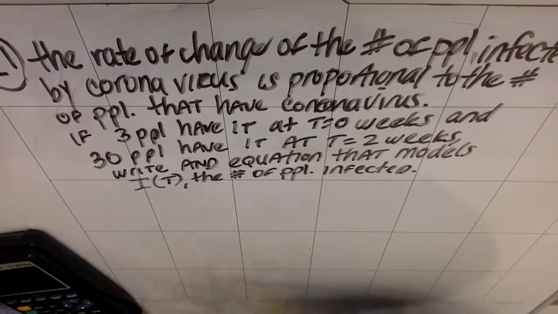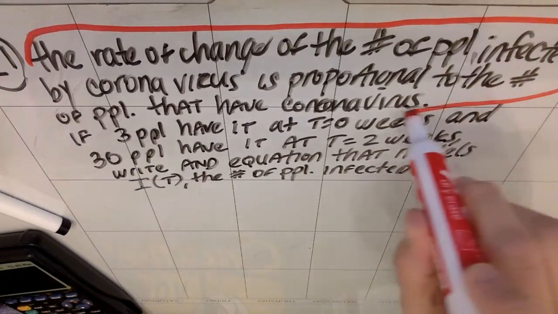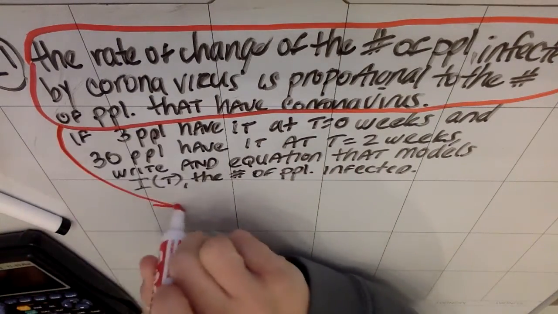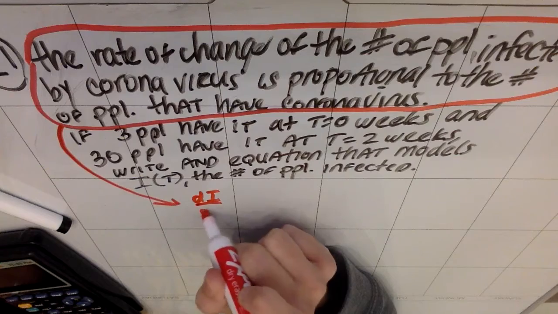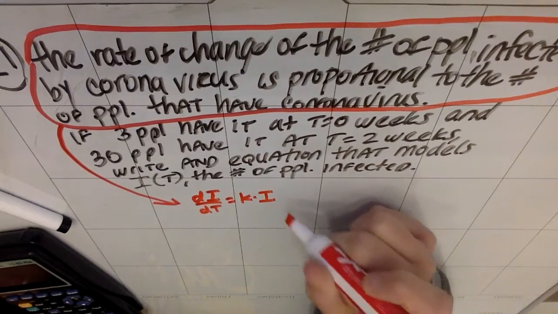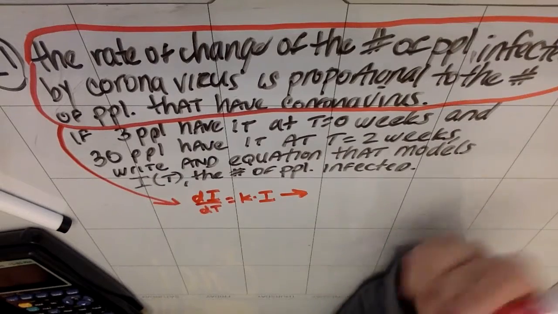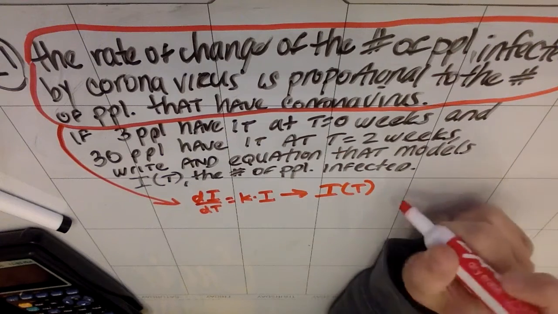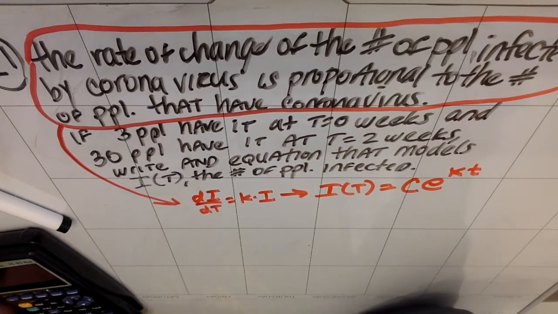All right, so the first thing we need to do is recognize that this phrase, the rate of change of the people infected by coronavirus is proportional to the number of people that have coronavirus, says I'm looking at dI/dt equals kI, where I is the infected, because instead of y, I used I. It's not cheating if, as we discussed in the last video, you know that this integrates to y equals C e to the kt, or in this case I of t, because that's my y value, equals some constant C e to the kt. Nobody thinks that that's cheating.